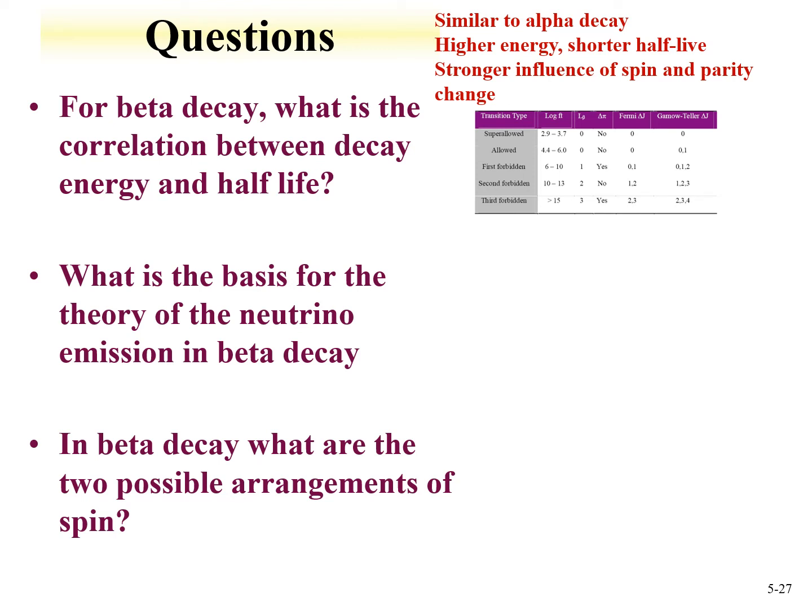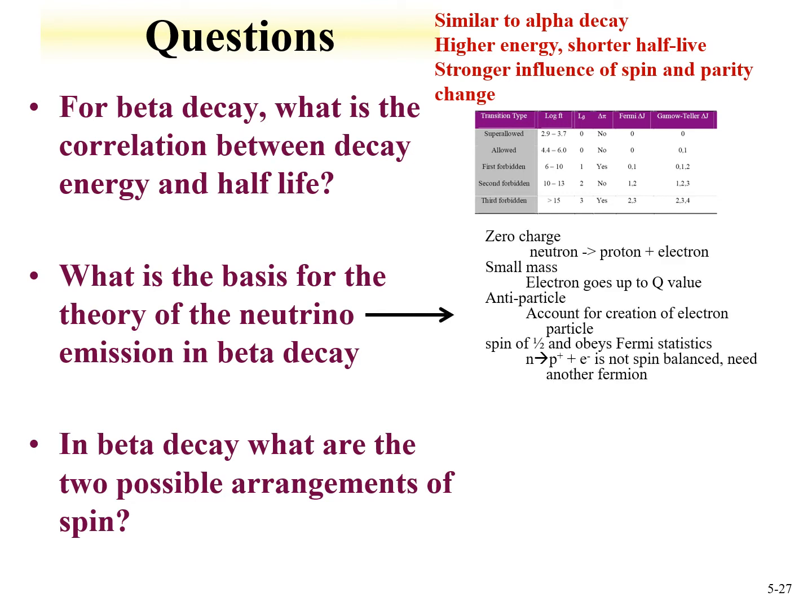What is the basis for the theory of the neutrino emission in beta decay? This was developed by Enrico Fermi. There are 4 properties of the neutrino that account for beta decay. One is that the neutrino should have no charge. For instance, if we have a neutron going to a proton and an electron, this is charge balance. The particle that's produced, the neutrino, the little neutral particle, should have no charge.